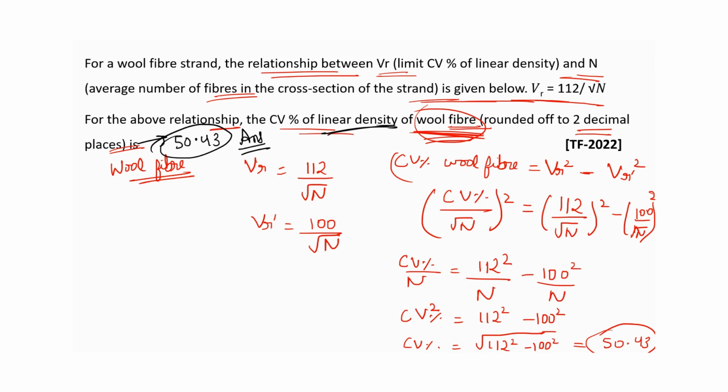The only thing you should know is, for wool fiber, what is the CV percent? It is 112 upon root n. This is a simple formula you need to know, and the difference in how to calculate the CV percent in general for wool fiber or any other fiber. Now coming to the next question.